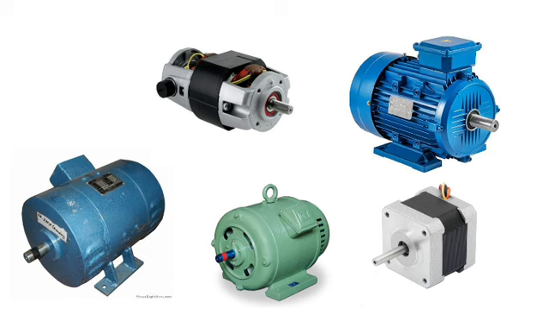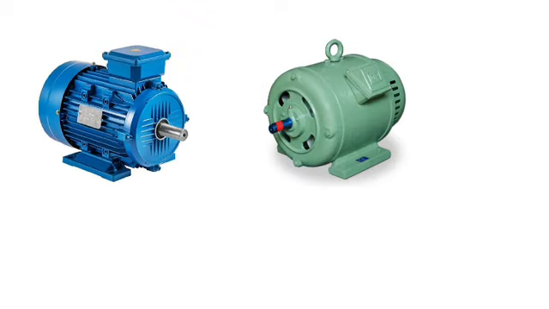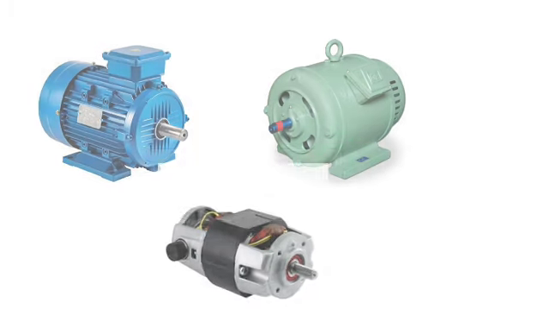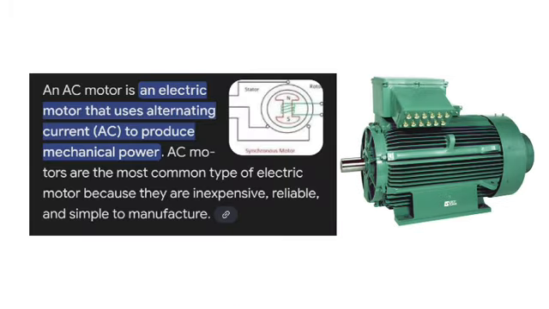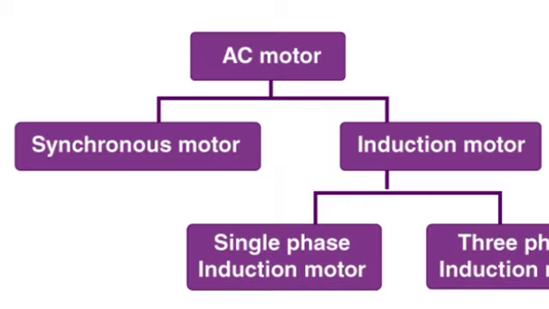If we talk about the types of electric motors, they are categorized into three parts. One is AC motors, the second is DC motors, and the third is special types of motors. AC motors use alternating current to produce rotation, and they are widely used in industrial, commercial, as well as residential applications. AC motors are further divided into two types, that is, induction and synchronous AC motors.